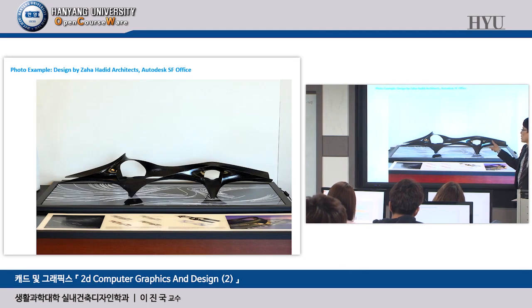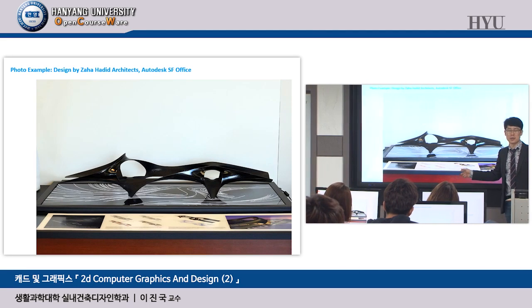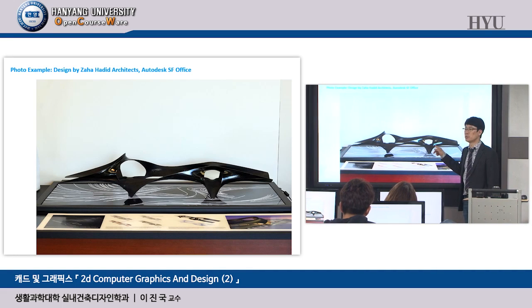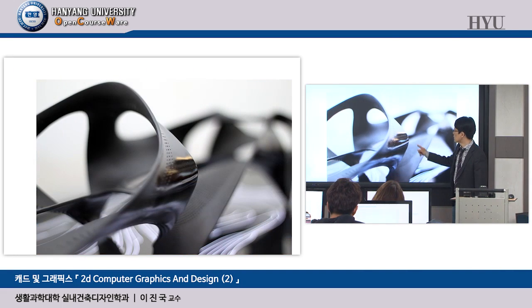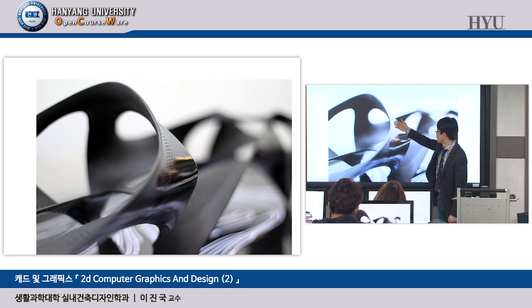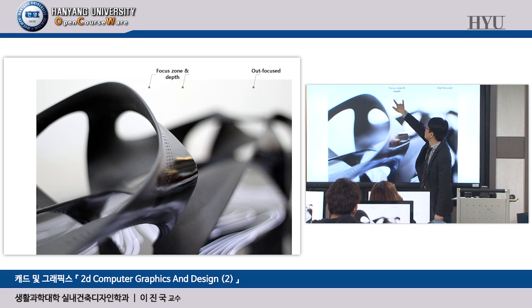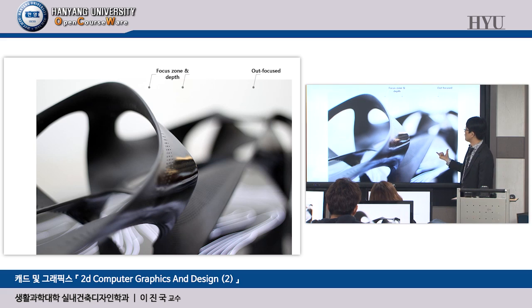Let's take a look at this picture. Actually, I took this picture at the Autodesk Gallery, San Francisco. This was designed by Zaha Hadid, and this is a 3D printed object. In this picture, you can see the focus zone is very narrow. All the others are out-of-focus. This is so-called out-focusing. So the focus zone is very narrow, very shallow depth, and everything else is out-focused.